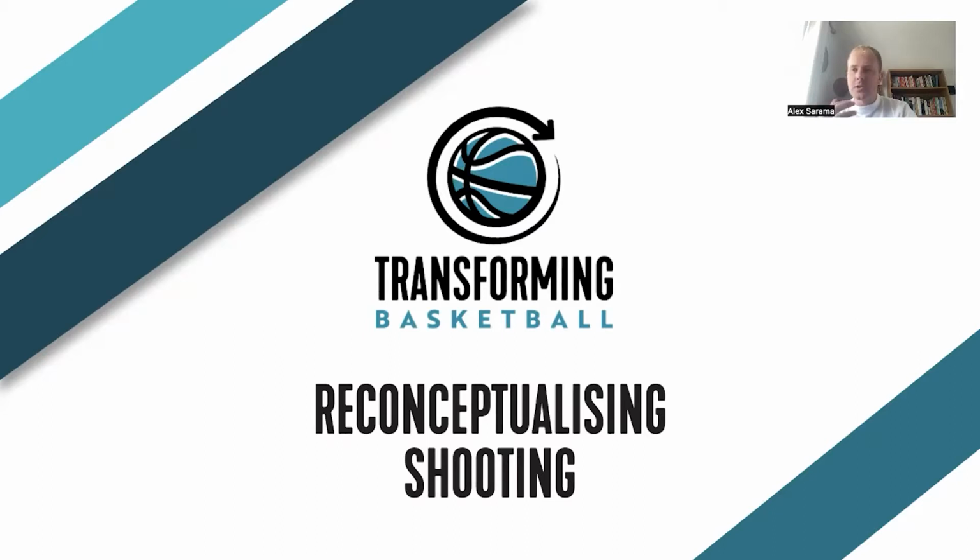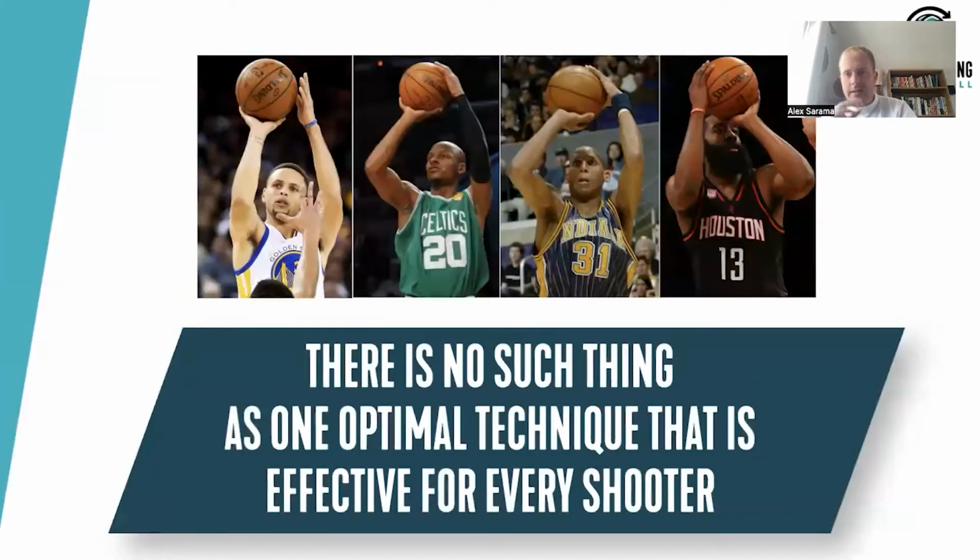And I think a big one too is this idea that there's some type of optimal shooting form that exists for multiple players. So today we're going to put many of these traditional paradigms under the microscope. And this begins with debunking the very idea I just mentioned. And that is the fact that there is simply no such thing as one optimal technique or techniques that are effective for every shooter. So if we were to look at the top 10 NBA, WNBA shooters, it would very quickly become apparent that they all shoot in very different ways.